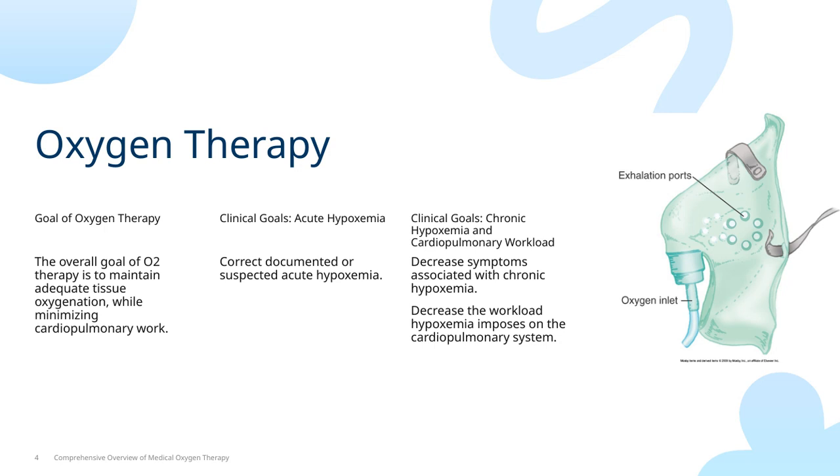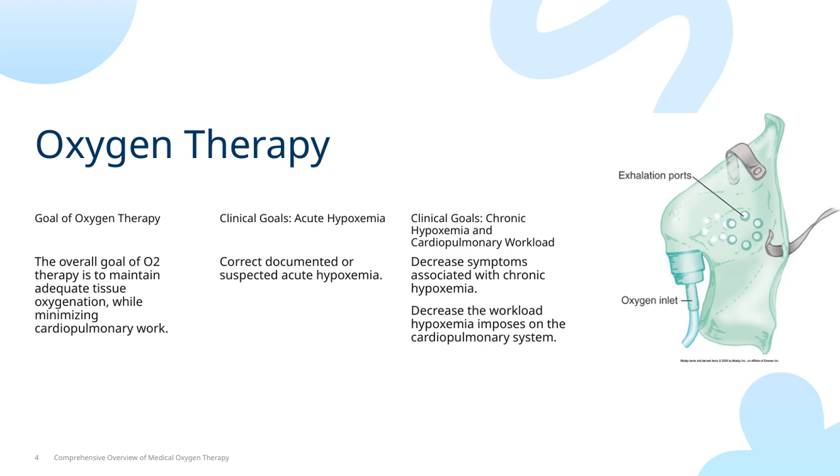The primary goal here is to decrease symptoms that come with chronic hypoxemia, which is when your body's tissues aren't getting enough oxygen over a long period. By providing supplemental oxygen, we aim to improve your overall comfort and functioning. Another important aspect is reducing the workload on the cardiopulmonary system. When oxygen levels are low, your heart and lungs have to work much harder to supply enough oxygen to your body. Oxygen therapy helps ease this strain, supporting better heart and lung health.